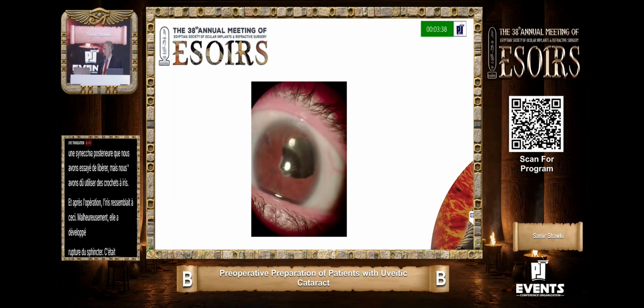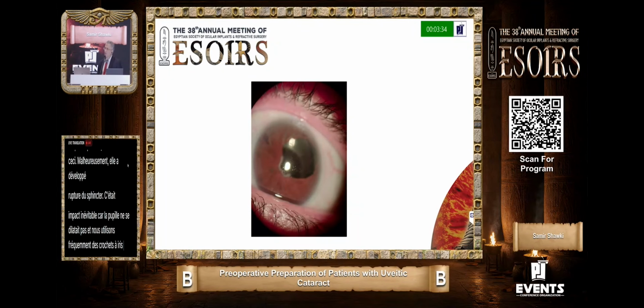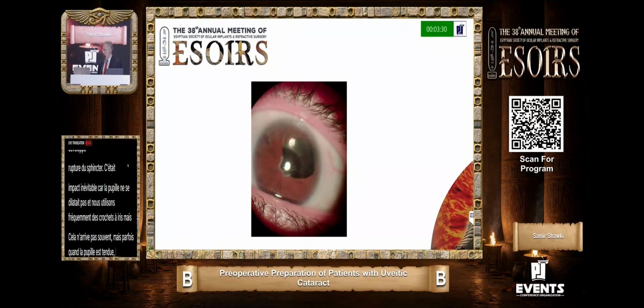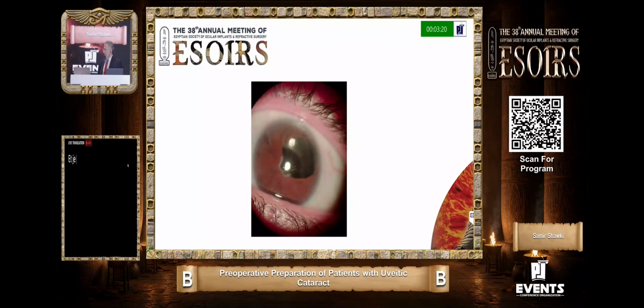And we used iris hooks frequently, but this is not happening a lot. But sometimes when the pupil is too tight, you may induce rupture of the sphincter. And I'm continuing to follow the patient. She's complaining of photophobia, but the vision is nice. But I'm telling her that she will adapt, and we keep looking at her.